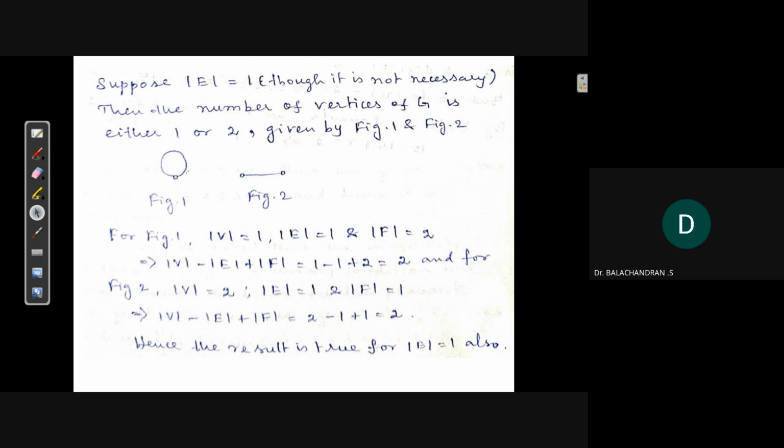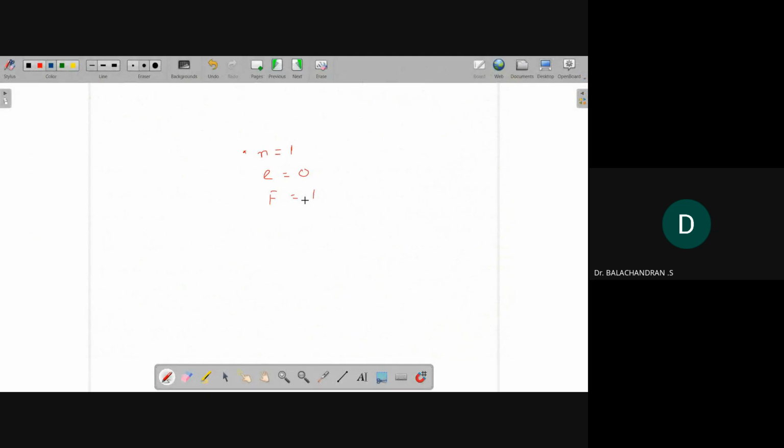Suppose it is a loop, the number of vertices is 1 and the number of edges is 1. Here also the number of vertices is 1 and edges is 1. Okay, this is K2, with 2 vertices. So you call this second graph K2.